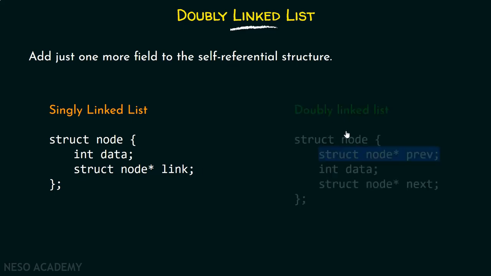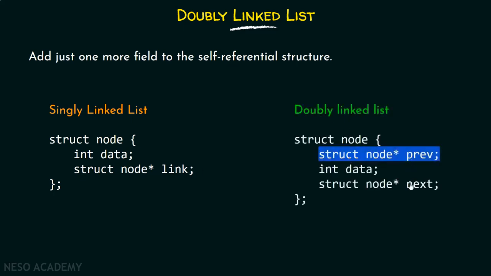But in case of doubly linked list, we will have two pointers and one data part. One pointer is prev and the other pointer is next. So these are just the names. Obviously you can choose your names, but these names make sense, right? So this is how a self-referential structure of a doubly linked list looks like.